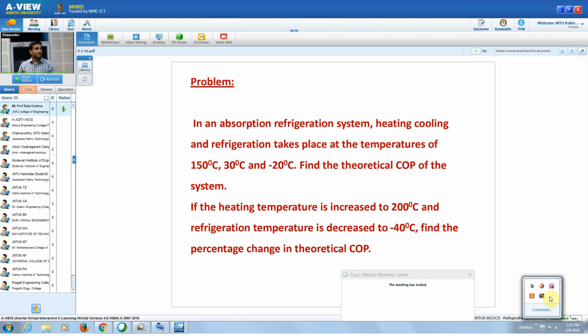They have asked to calculate the theoretical COP, coefficient of performance, of the system. The same problem also asks to derive the COP if the heating temperature is increased to 200 degrees, and the refrigeration temperature is decreased to minus 40 degrees. We need to calculate the coefficient of performance for both cases and see whether it is decreasing or increasing, and then calculate the change in theoretical COP.